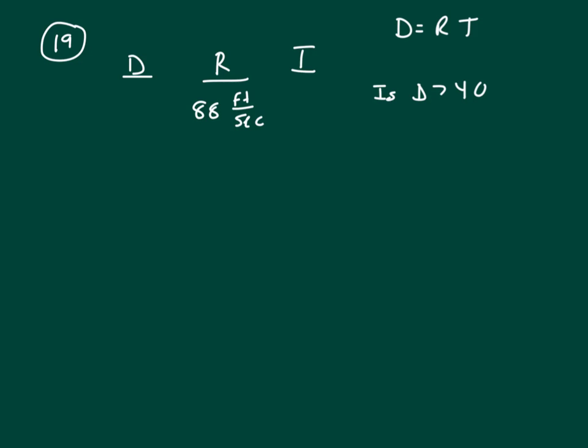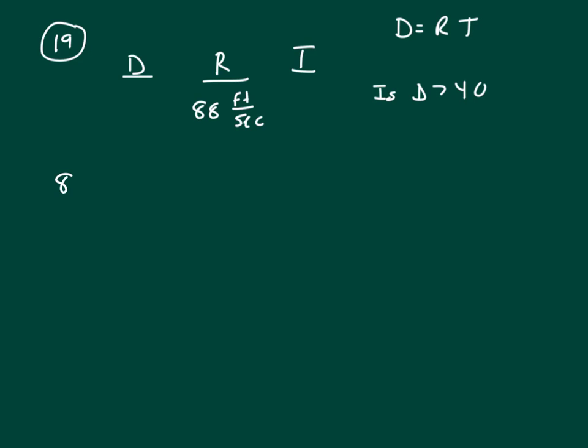We're trying to figure out if the distance between station X and Y is greater than 40. And if you look at the two clues, they talk about minutes. And of course, we're trying to figure out if it's more than 40 miles. So let's take this rate. It says he travels 88 feet per second. And let's change this to miles per minute so our units will match up.